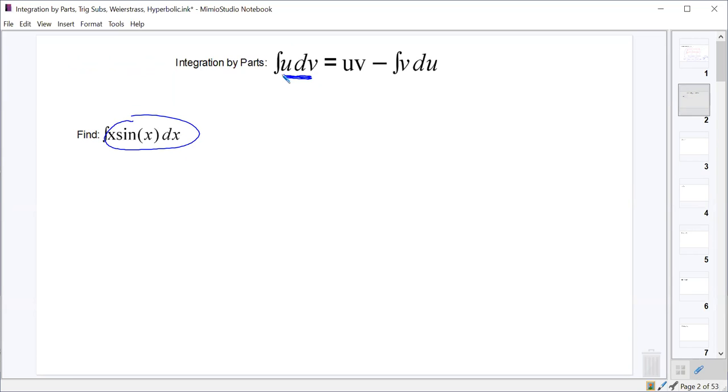So I have to break what's inside the integral into two separate functions, one that is u and one that is dv, the derivative of some other function v. And I need to be able to integrate that other function v, because I need to plug in some just regular old v's into my integration by parts formula. So I'm going to give you a basic rule for how to break this up.